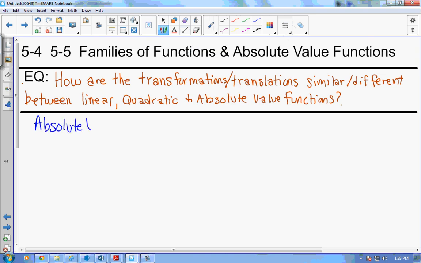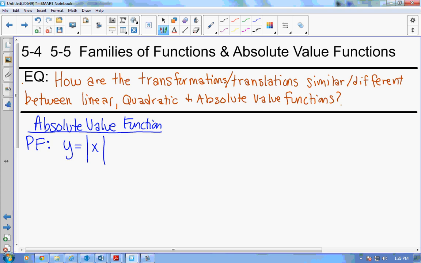An absolute value function. The parent function, as all functions you'll be learning this year and next year have. A parent function is the most basic function, which for absolute value would be y equals absolute value of x. No extra frill on it. No horizontal shifts or vertical shifts on it. Make sure your absolute value bars are long and tall, because you don't want to confuse them with ones or L's.